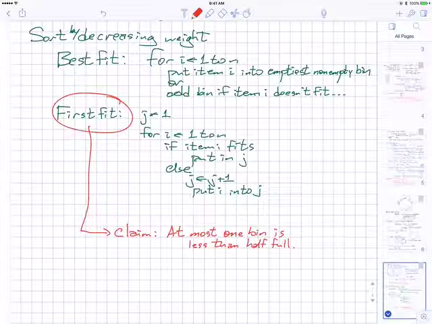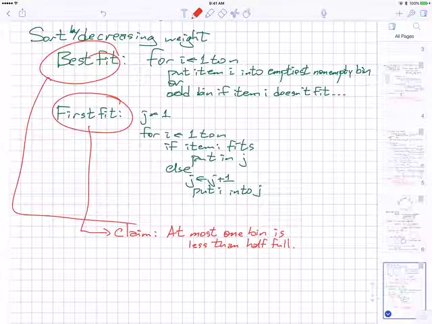So suppose there are two bins that are less than half full. Why did you put anything in the second bin? QED. In fact, that also works for best fit. All of the items that you put into the later bin that's less than half full, you could have put into the earlier bin that was less than half full.